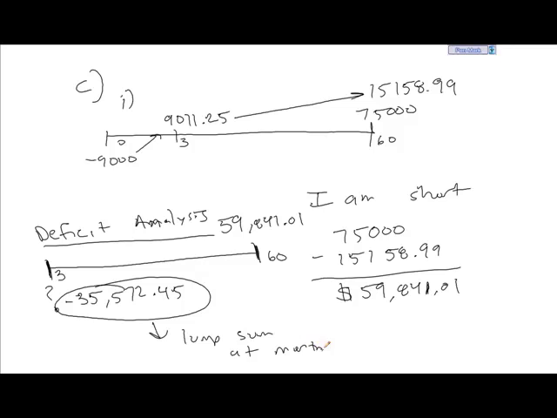And that will accomplish it, along with my original $9,000 at month 0 and $35,572.45 at month 3, I can make $75,000 in 60 months.